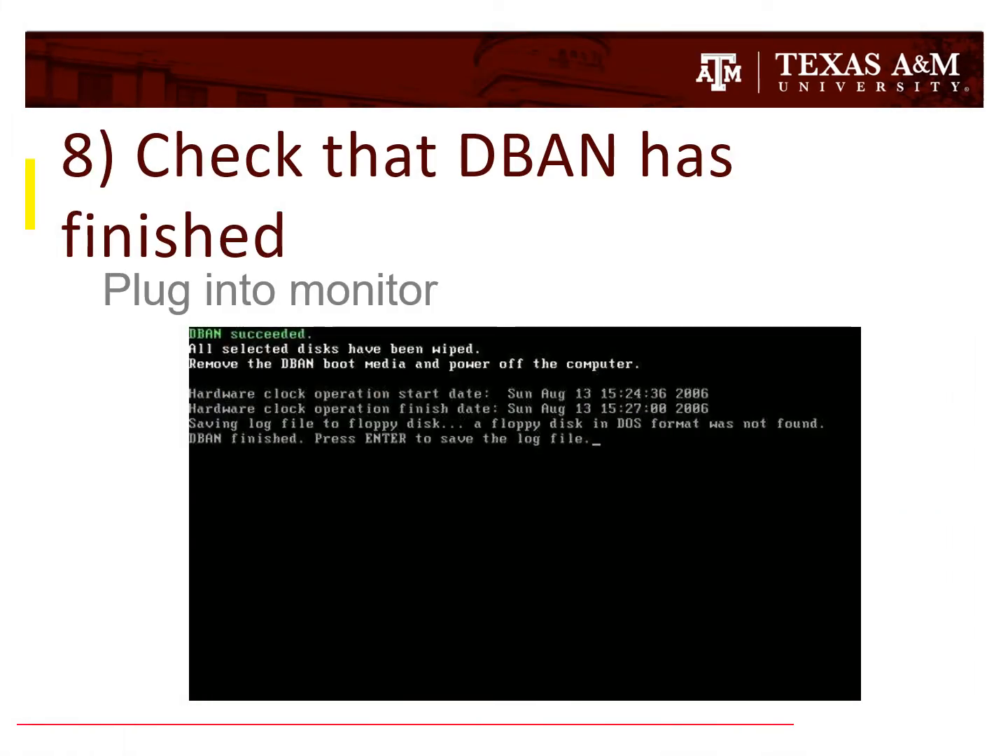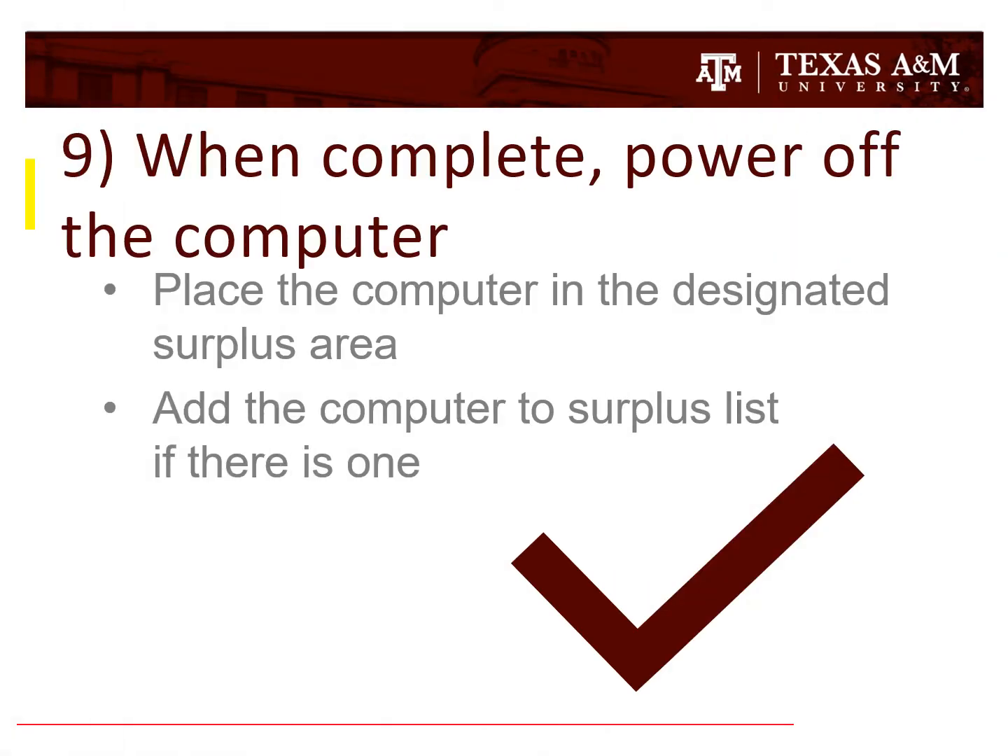To check if the DBAN process has finished, you can plug the computer into a monitor. If the screen below appears on the monitor, the DBAN process is done. At this point, you can power off the computer and place it in the designated surplus area in your office. If there's an active surplus list being written, make sure it's added to the list if it's not already.